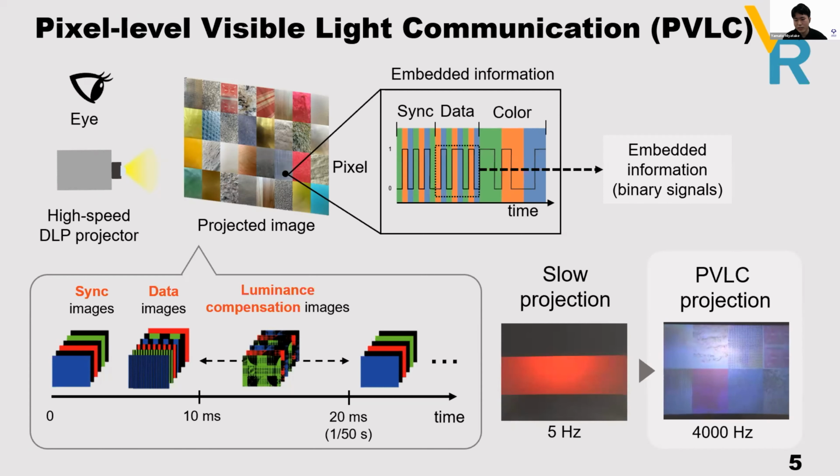All binary images in a frame are projected within 20 milliseconds and repeatedly projected. The bottom right shows the projection result. We notice the embedded data in the slow projection, but it becomes imperceptible in the PVLC's high-speed projection.